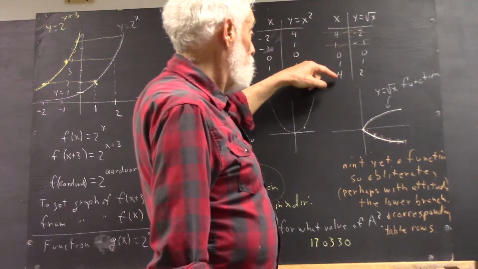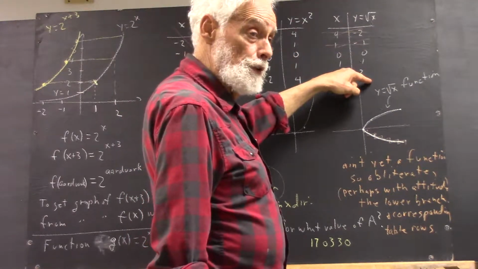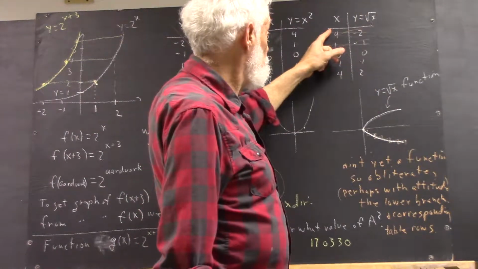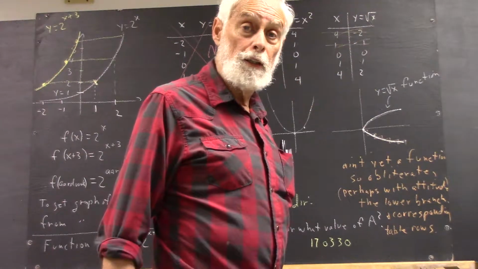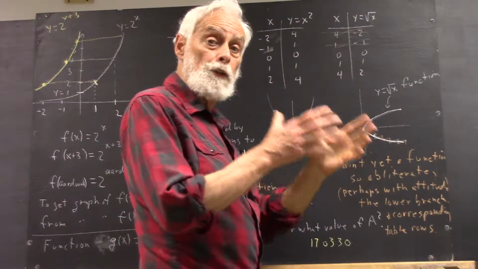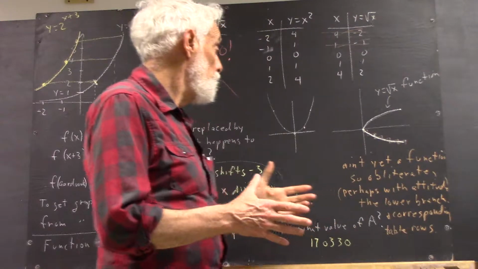And up here, we see that 4 is associated with two values. If x is 4, that gives you y value 2. But if x equals 4, that gives you y value negative 2. You don't have an unambiguous answer to what is the value of the function when x equals 4.